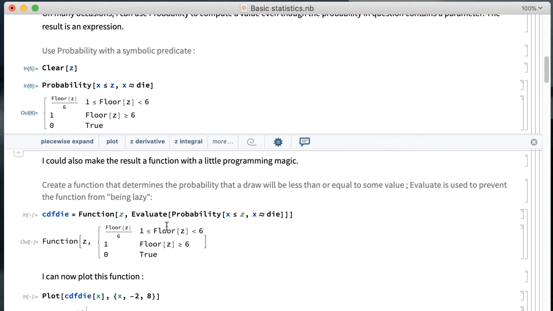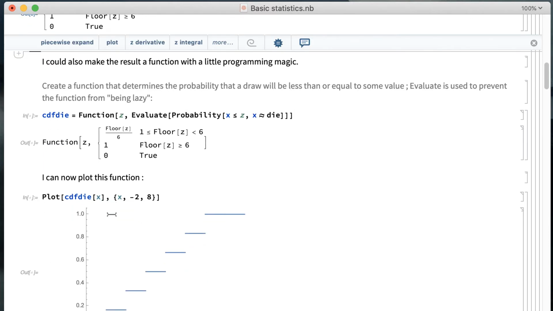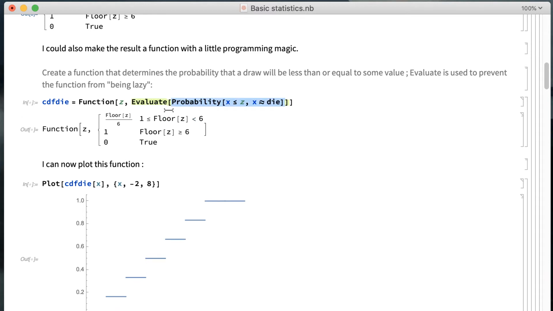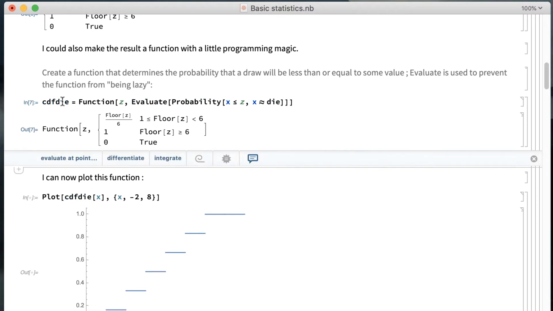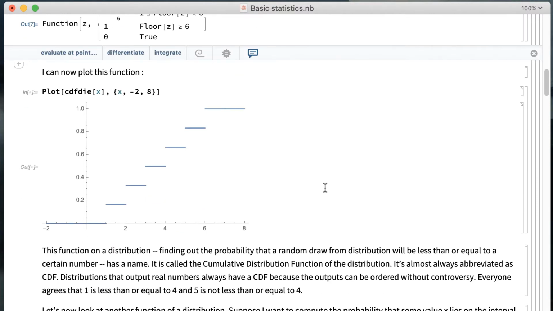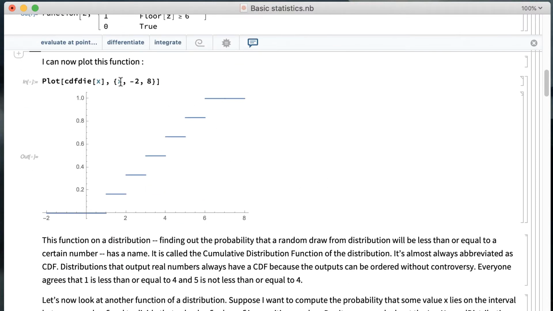All right, we can turn that formula into a Wolfram Language function, and I'm going to do that by saying, just calculate the probability that it's less than or equal to z. For reasons that don't need to concern you, I need to wrap that in Evaluate. And now I'm going to say make that a function of z and call that function CdfDie. We'll learn in just a moment why I'm going to call it Cdf. But there it is. And I can now, in fact, plot this function over the range -2 to 8.